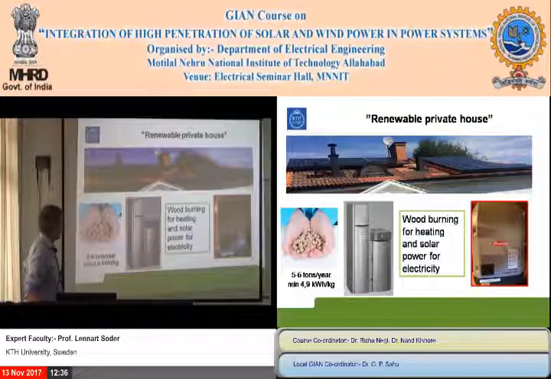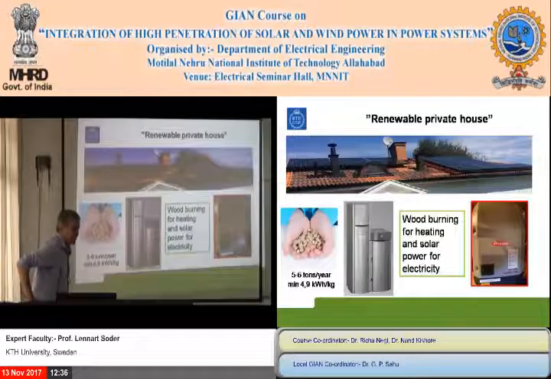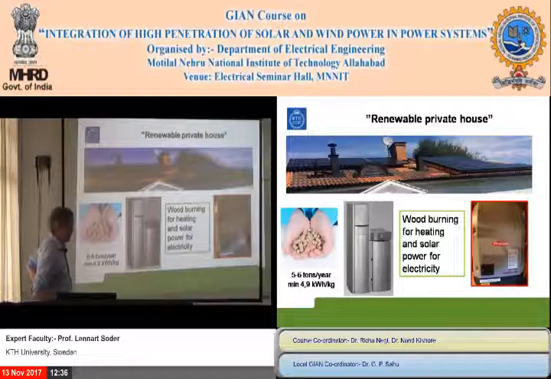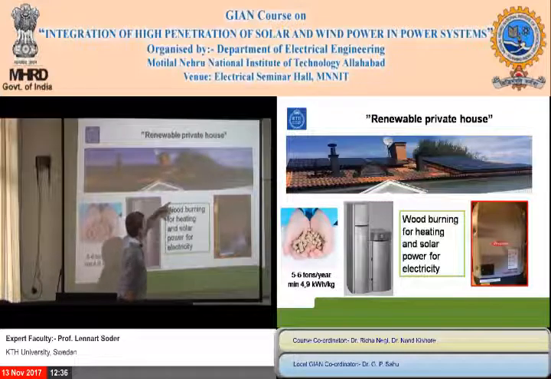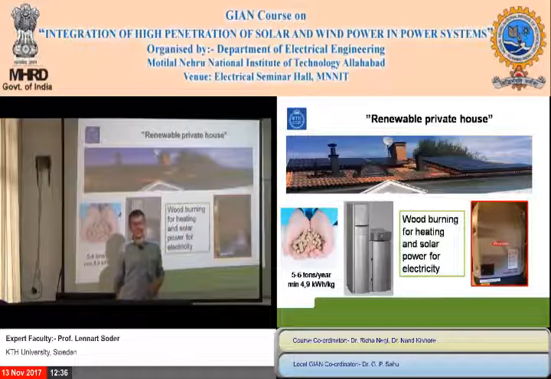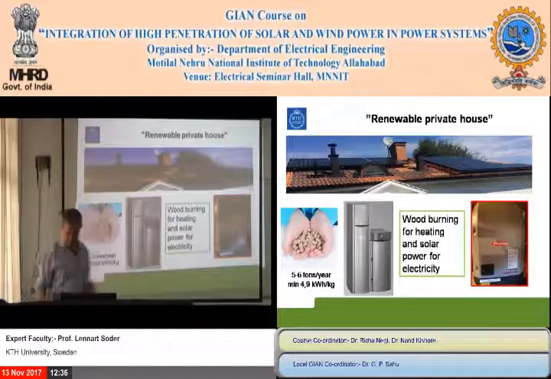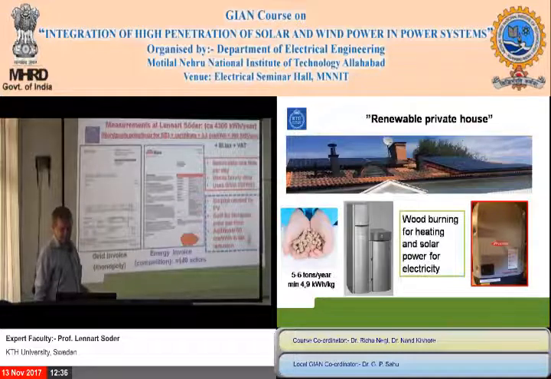Okay, I have a completely renewable private house. As an example, Sweden is a cold country, so you need heat, but I am burning wooden pellets. And then I have solar power, and I have a Fronius converter. It's an Austrian converter. I will say a little about how this works, because it comes back.